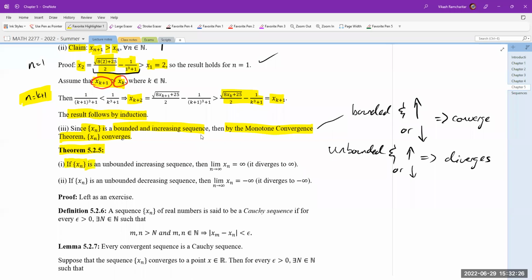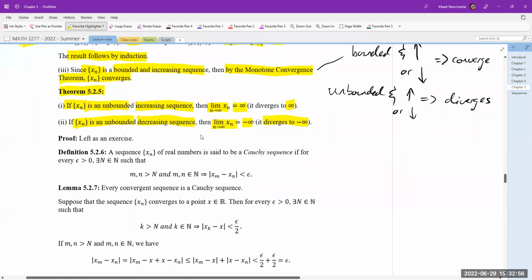So if your sequence is unbounded and increasing, then the limit of it is equal to infinity. Okay, it just keeps getting bigger and bigger and bigger. So it's divergent to plus infinity. And if it's unbounded and decreasing, so it's blowing up but in the negative direction, then the limit of it is minus infinity. We say it diverges to minus infinity. Okay.